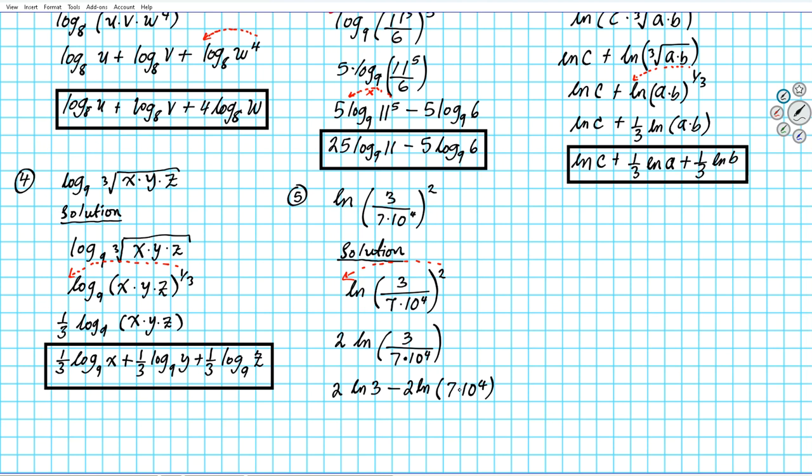All right, so now we have a multiplication operation we're going to focus on next. This multiplication in the log world is equivalent to addition. So we have 2 times the natural log of 3 minus 2 times the natural log of 7 plus, and then we're going to distribute this negative 2. Okay, so this is going to become a minus 2. It would have been a plus before.